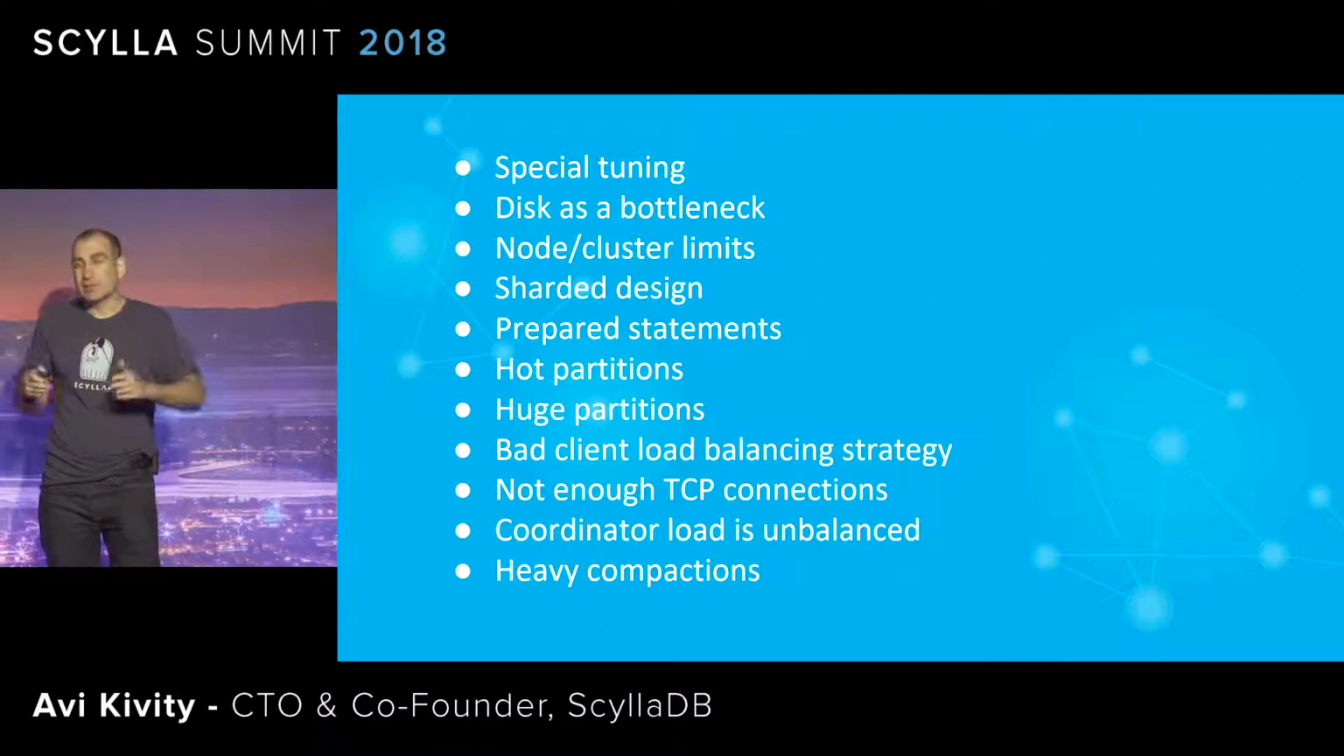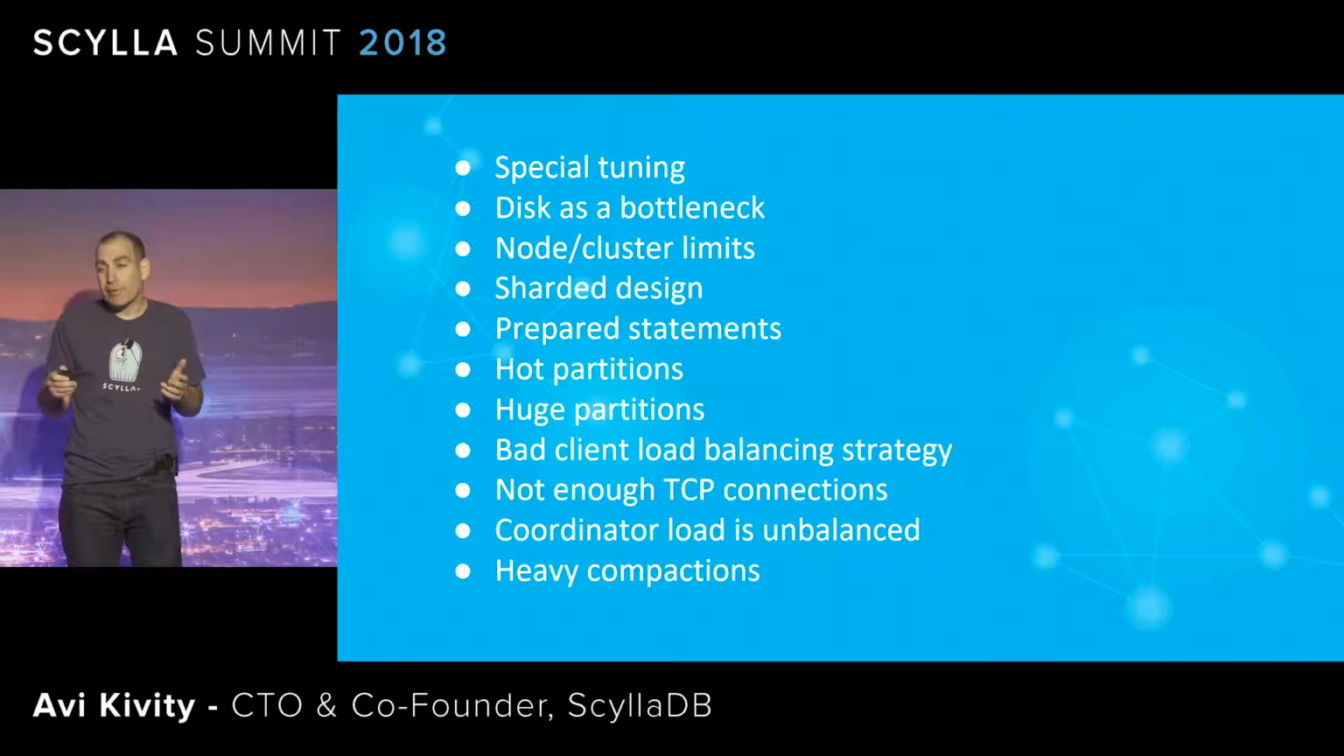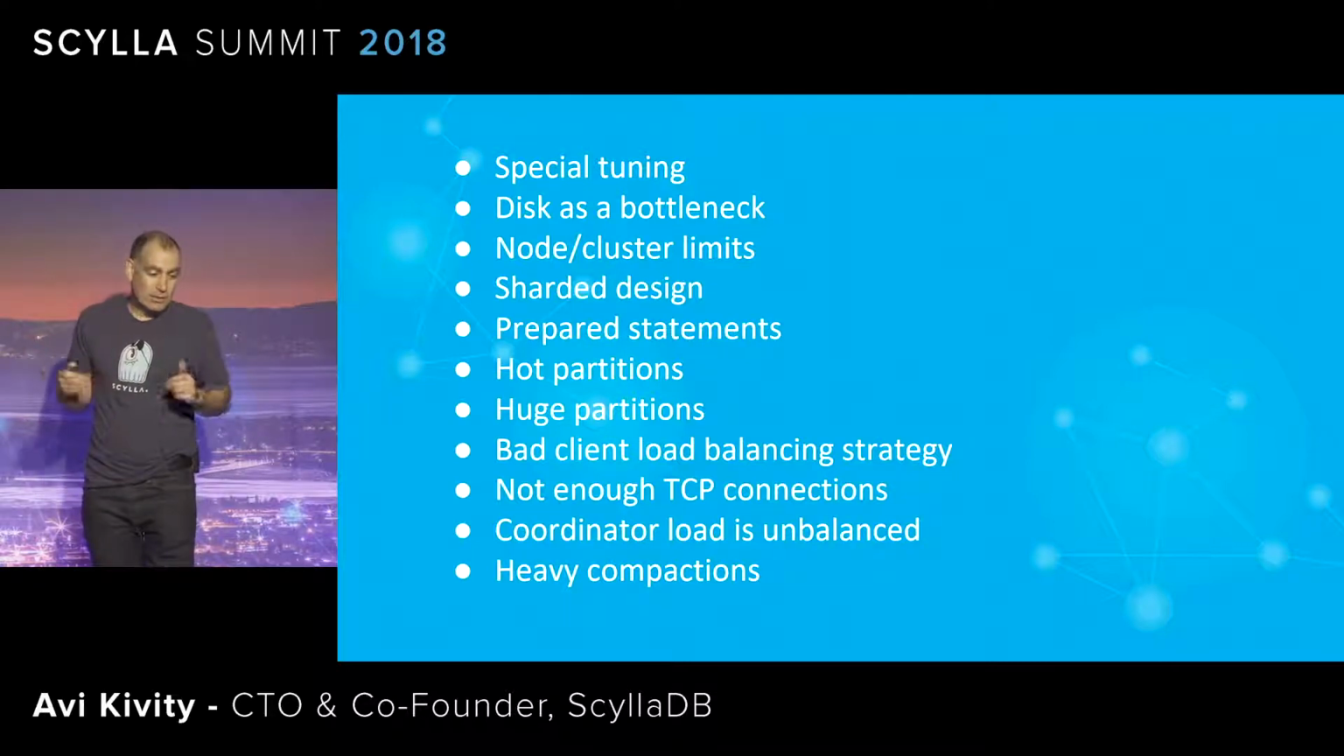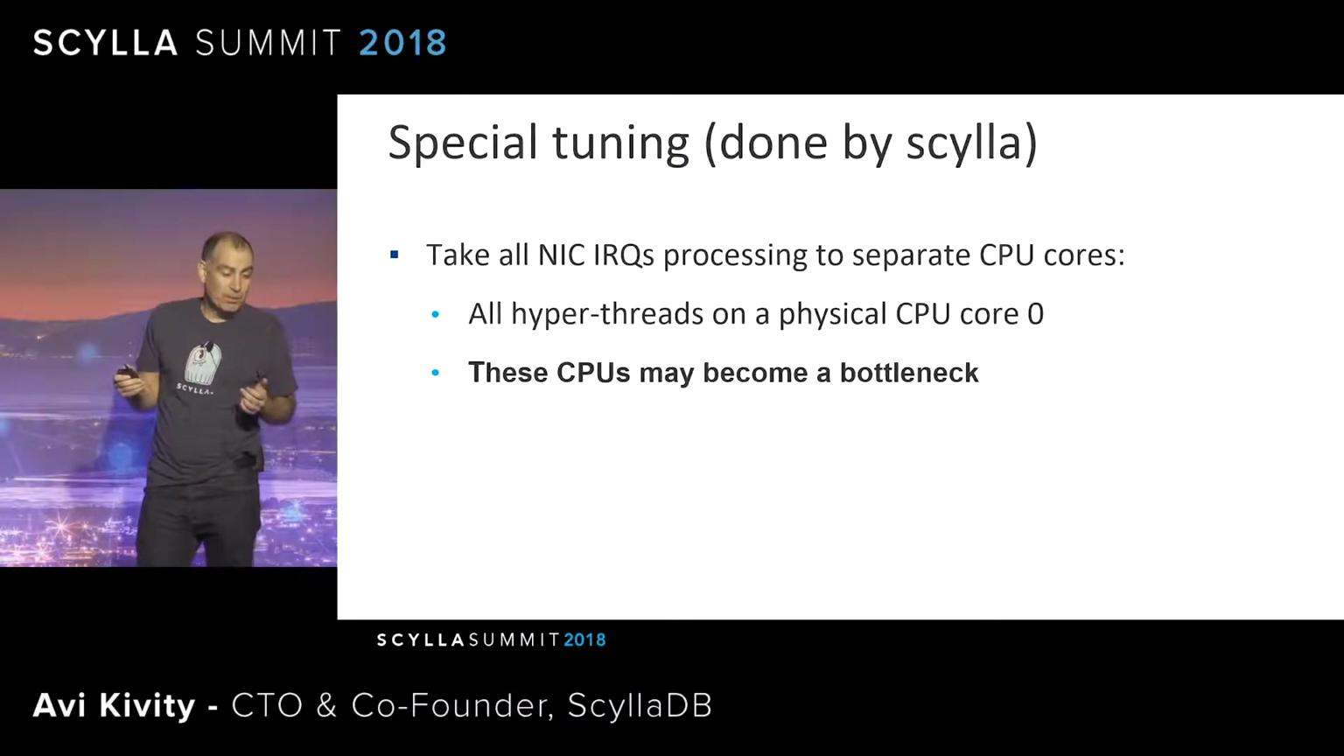Client load balancing, so Scylla tries to load balance everything, but not all of that is under its control. Some of it is under client control, so we have to find if something went wrong there. Lack of TCP connections, that's related. If you don't have enough TCP connections, there will be bad load balancing. And there can be problems with Scylla being divided into a coordinator role and a replica role. If the coordinator is not balanced, then you will see impact on performance. And you sometimes have too many compactions, and that impacts performance too.